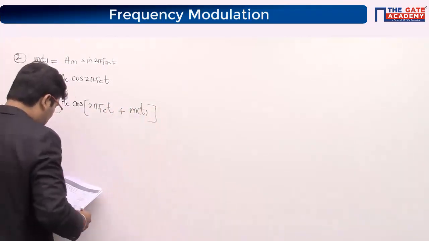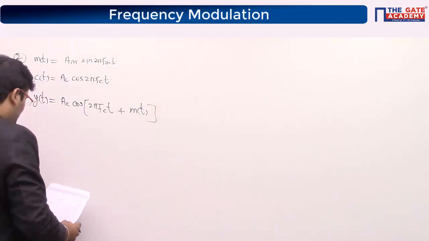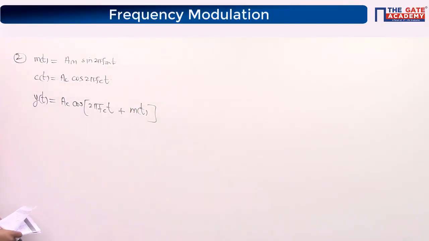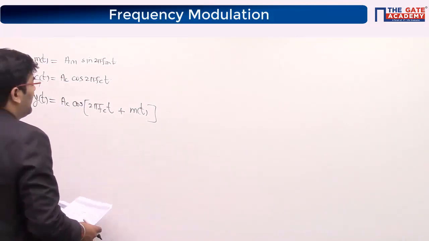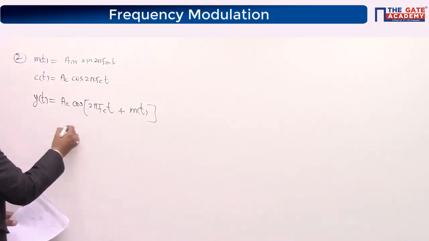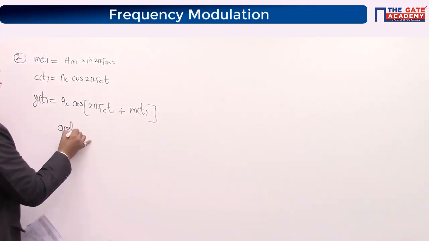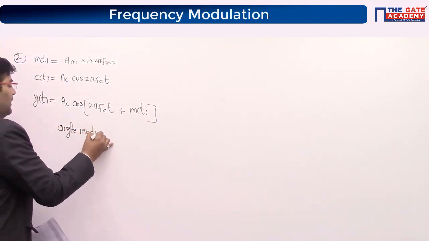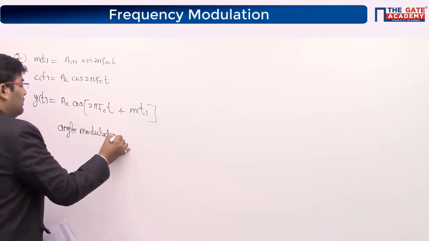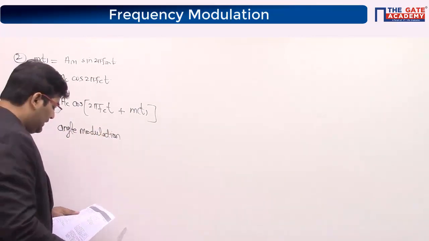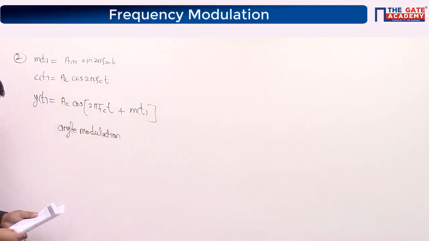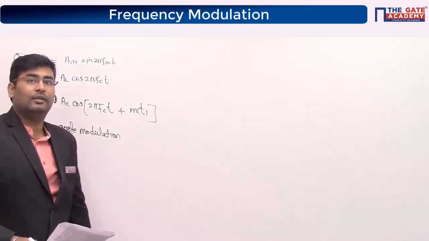Now, if you look at this question, the question is the bandwidth of y of t. So guys, clearly it is angle modulation, already given in the question. The options are: the bandwidth of y of t depends on AM but not on FM, and then these are the 4 options.